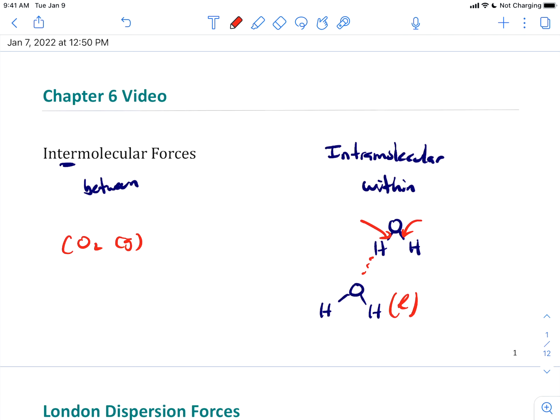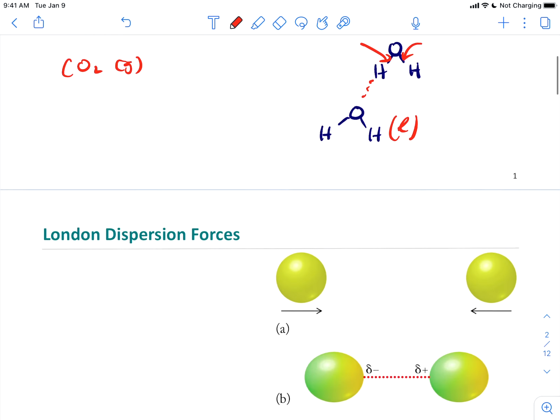There's enough energy in a room temperature room, let's say 25 degrees C, to break the intermolecular forces that hold the individual CO2 molecules together. So at room temperature, it's a gas, but water's a liquid. So that's going to be the difference of why something is a solid, liquid, or gas, these intermolecular forces. That's what's nice about studying this type of material. Intra is within, inter is between.